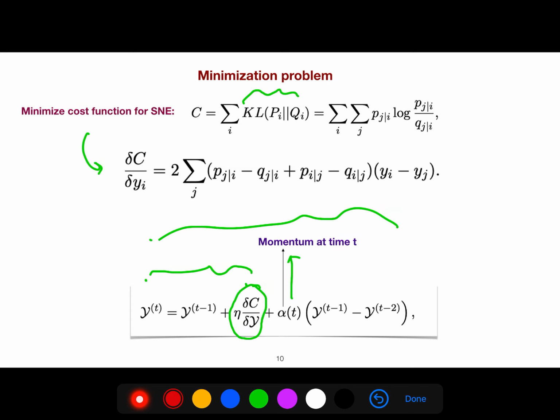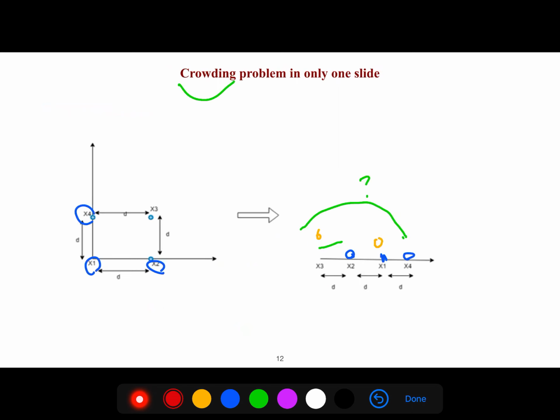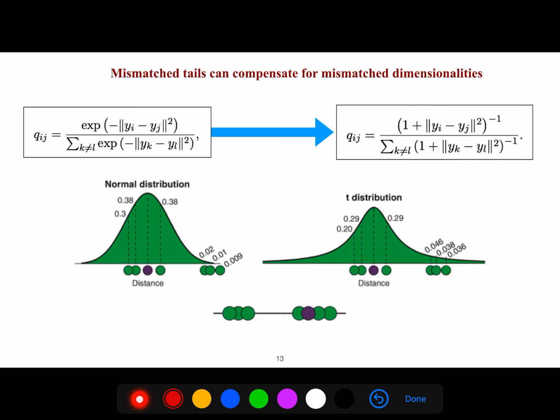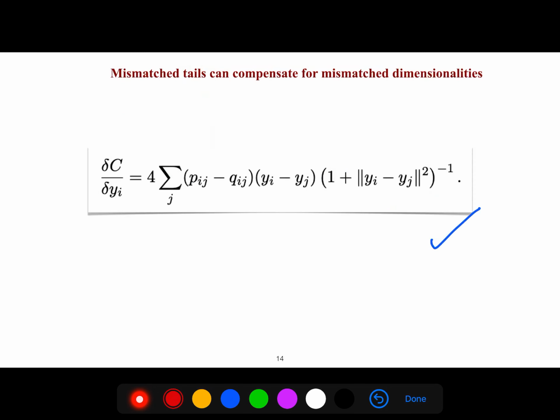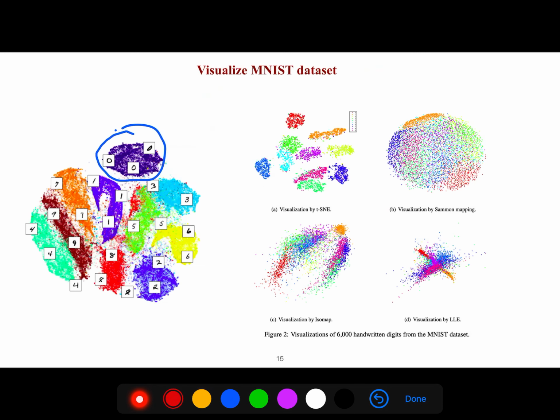see that the derivative is very explicit, so we have no problem, and it tries to reduce the crowding problem, although it cannot fully remove it because you are just focusing on local preservation and not global preservation. So you could expect that you have some crowding problem even after t-SNE. And so these guys introduced t-SNE instead of SNE, and a very good visualization.